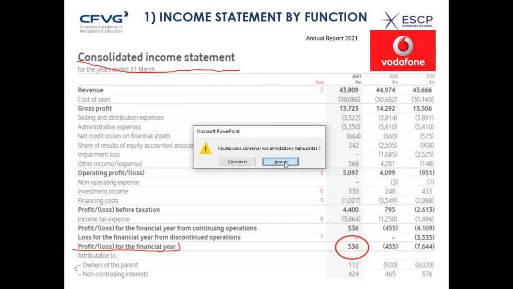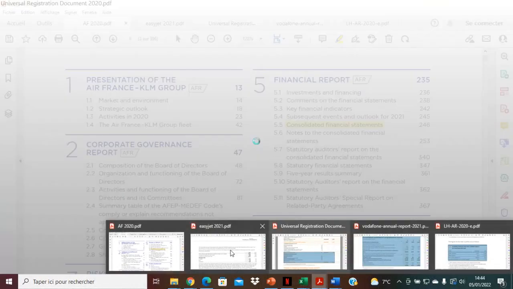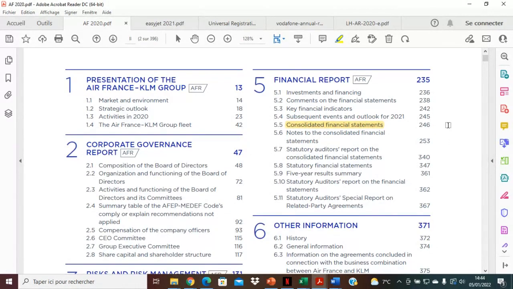So let's see. Can you check out for Air France in the report? Could you please check out if Air France uses the single approach or the two-statement approach for OCI? Can you please do this by checking in the report? So I give you a few minutes. Please check the comprehensive income statement for Air France, and therefore if they use single statement or two-statement approach.